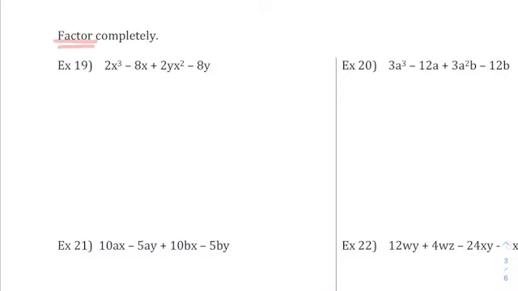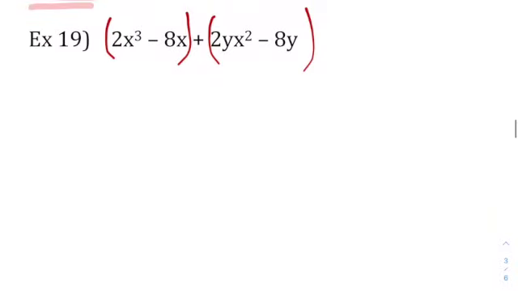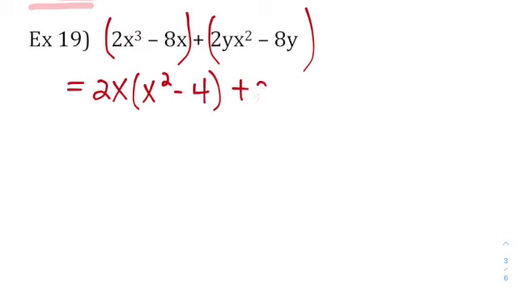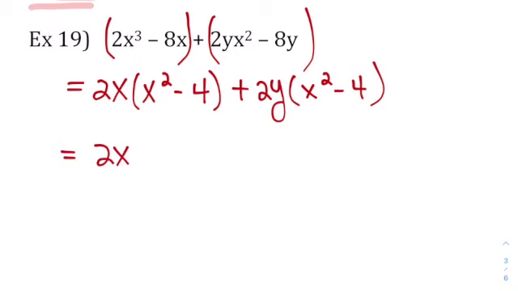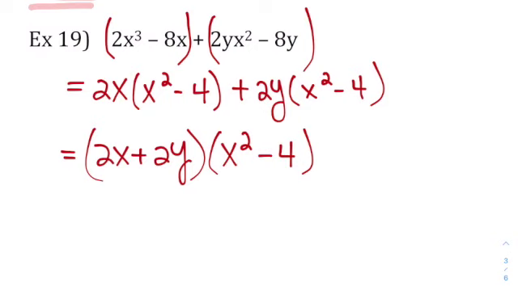Okay, if I follow the rules, the first 2 get parentheses, the second 2 get parentheses. And because of that, I know I have to pull out 2x, and that's okay. That's x to the second minus 4. Plus, that's 2y, and that's going to be x to the second minus 4. All right, so now you are going to have 2x plus 2y, that's the first parenthesis, and x squared minus 4 is the second parenthesis.